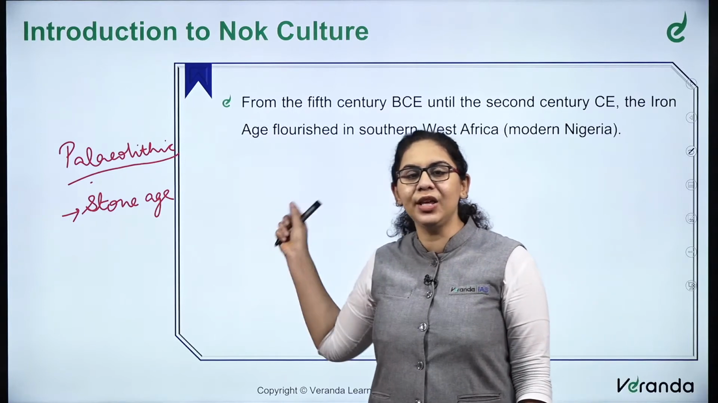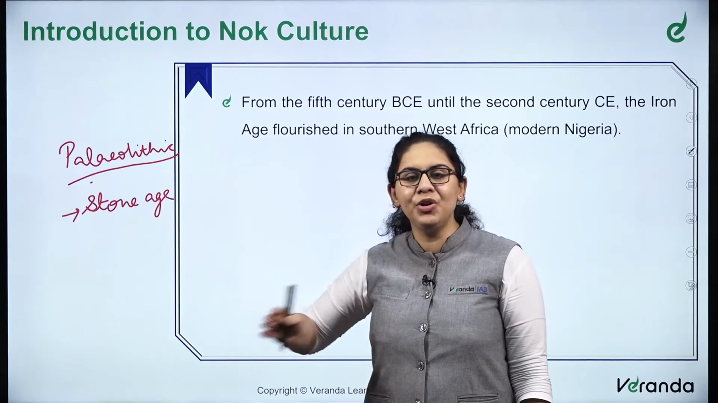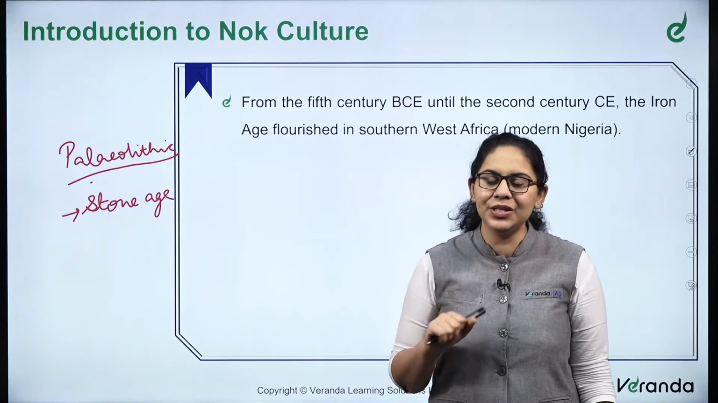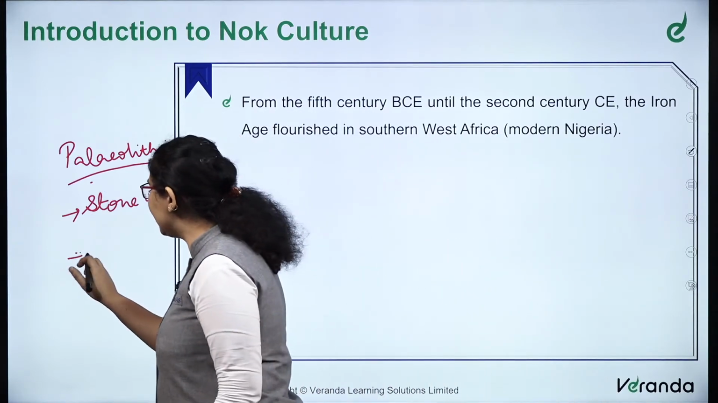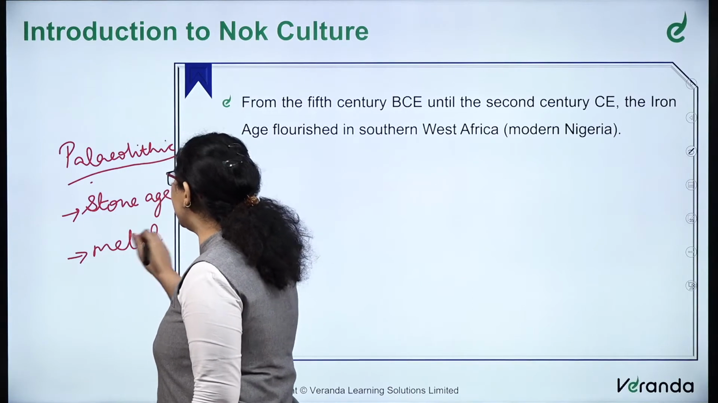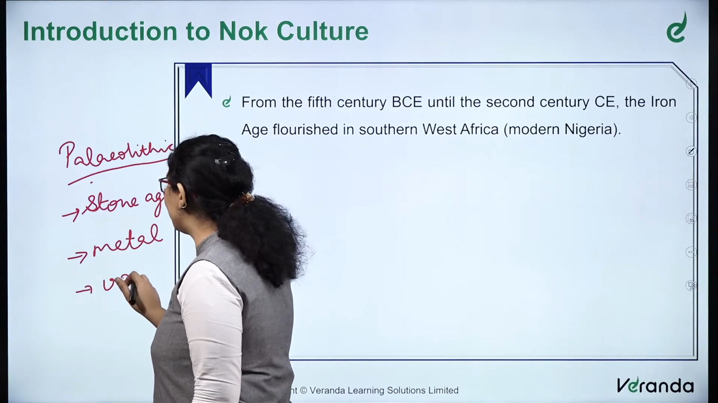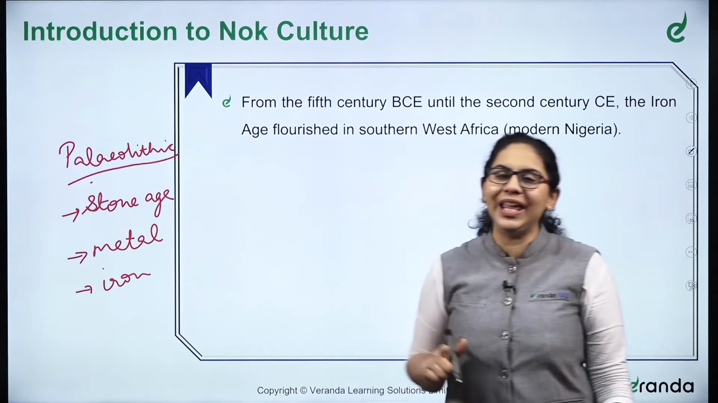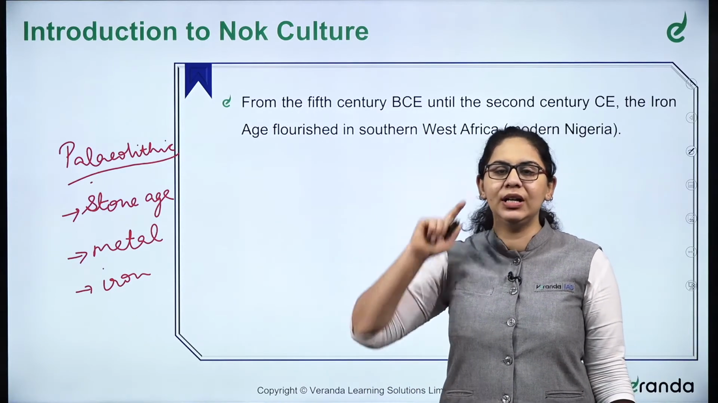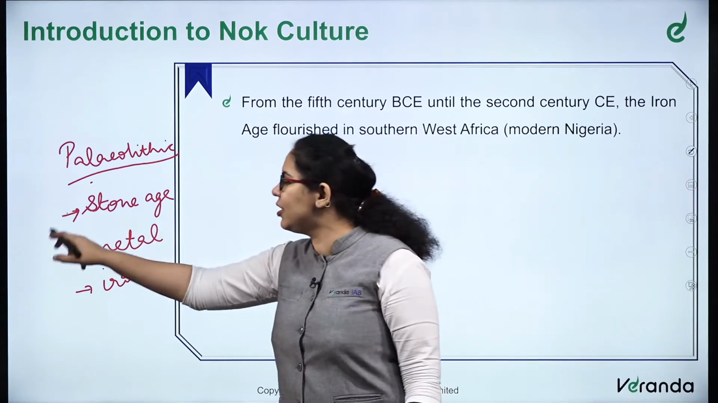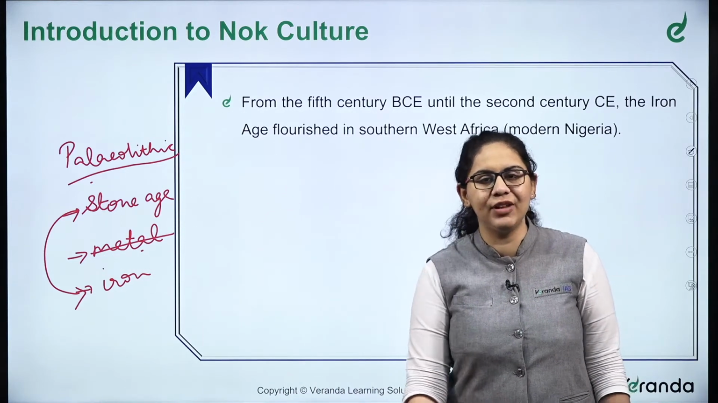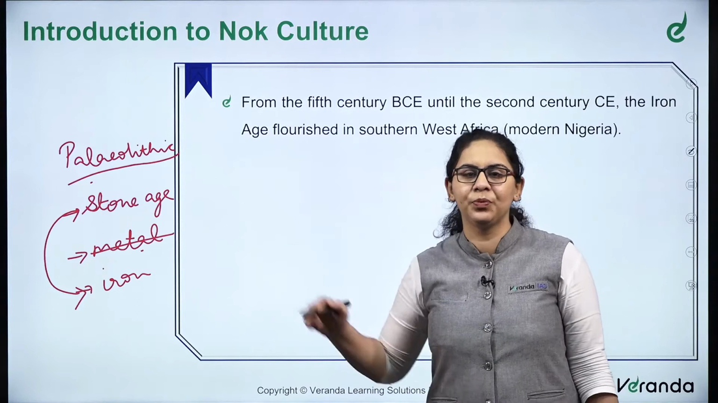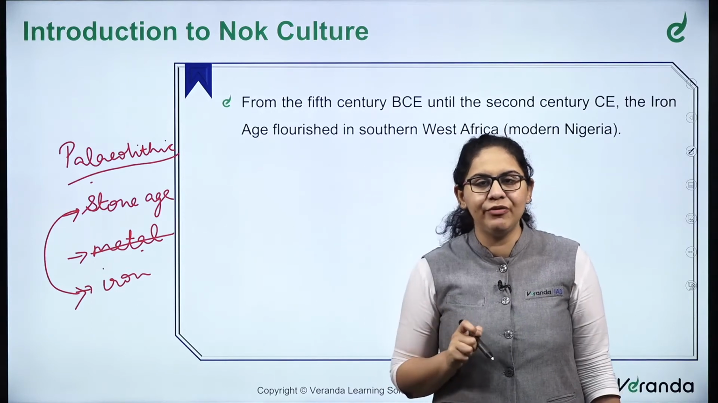We know that the use of iron brought drastic changes to history. After the Stone Age comes some metal age: copper age, bronze age, and then the iron age. But what is unique to NOK culture is the direct transition from Stone Age to Iron Age. They skipped the metal age. We'll discuss some factual information.